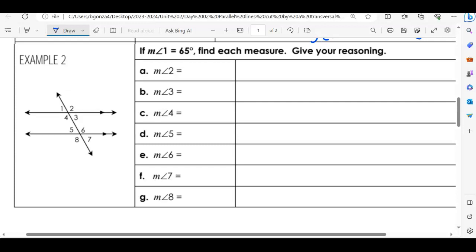Now, why am I telling you this? By the way, write this down. Zig, zag. Why am I telling you that? Because this is going to help you. Check it out. It tells us angle 1 is 65 degrees, right? So let's go ahead and label that 65 degrees right here, right? 65.